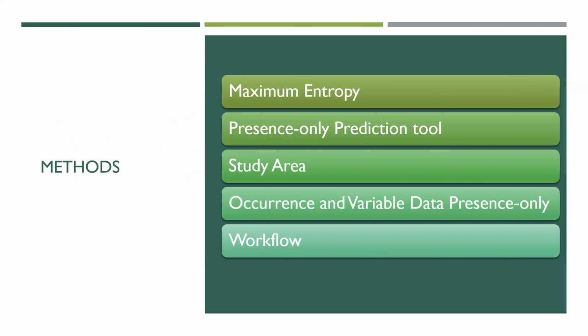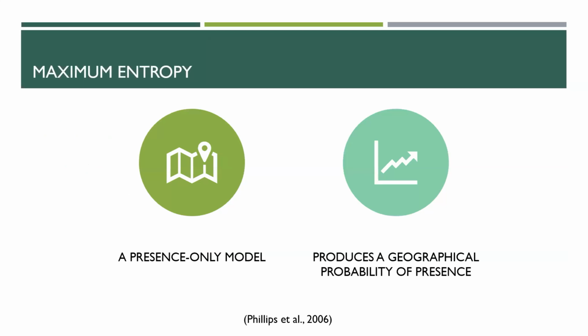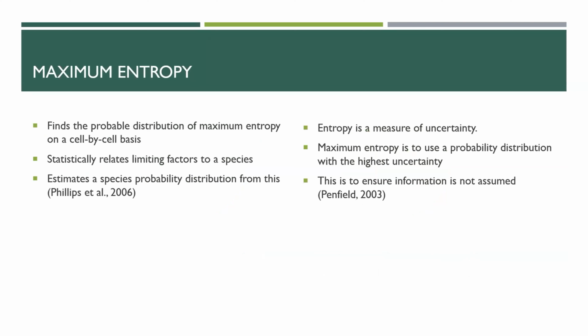Moving into methods. One such model used to create an SDM is maximum entropy, often referred to as MaxEnt. Maximum entropy is a presence-only model that produces a geographic probability of presence. MaxEnt finds the probable distribution of maximum entropy on a cell-by-cell basis, statistically relating limiting factors to a species location to estimate a species' probability of distribution.